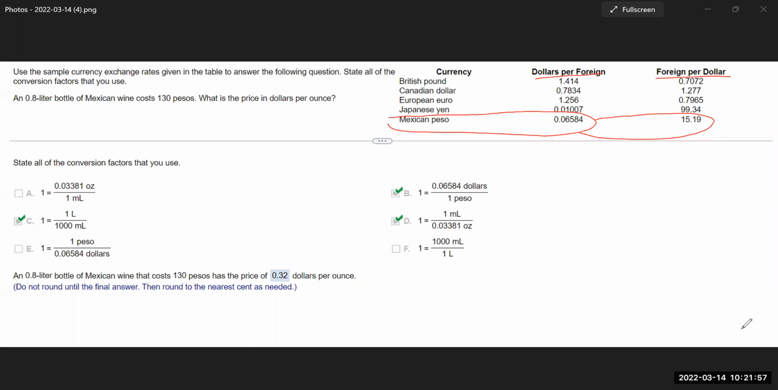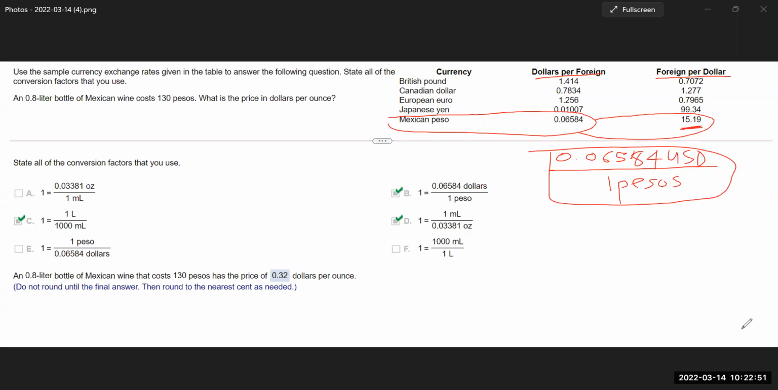So for the Mexican peso, what this means is that 0.0658 USD is 1 peso. If you take 1 peso, that should give you 0.0658 USD. And by extension you could say the same for all the other currencies. And then foreign per dollar means that, especially for the pesos, 15.19 pesos will give you $1. And by extension, you could say the same for all the other currencies quoted here.